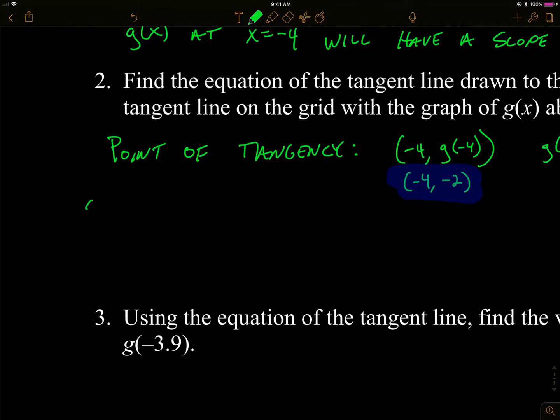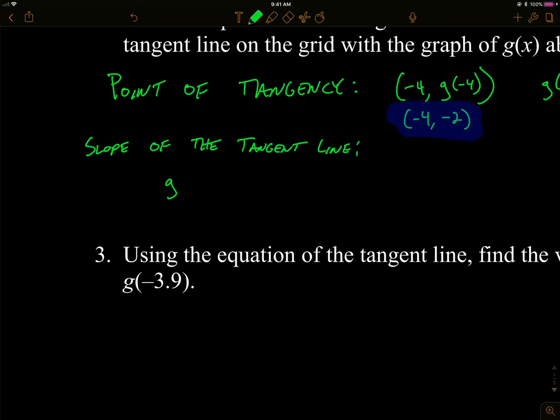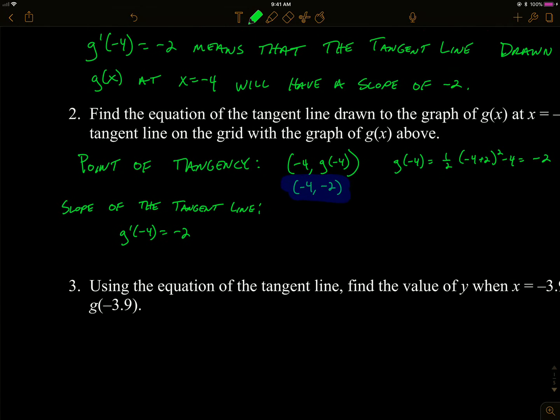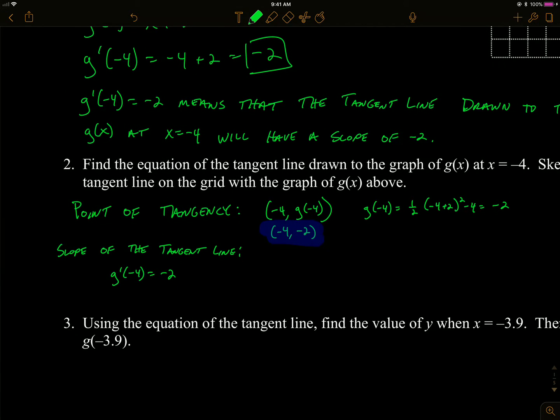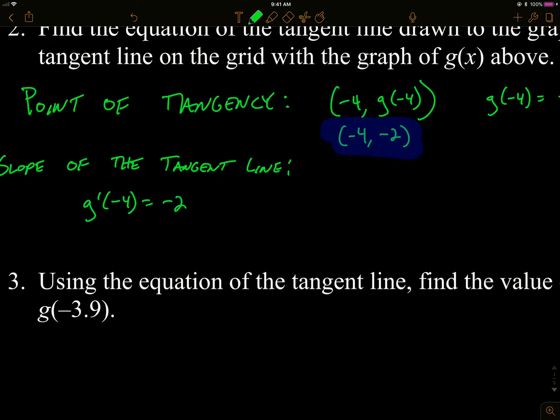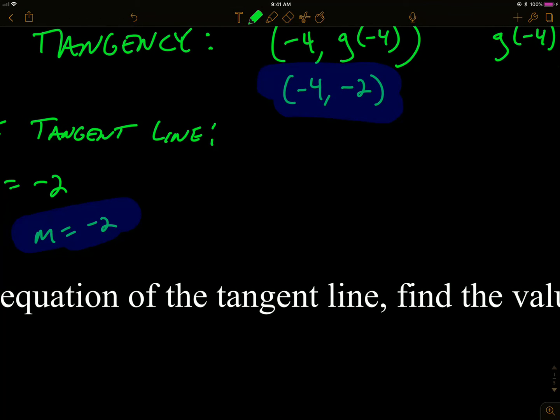Now we need the slope of the tangent line. We found that before. We found out that g prime of -4 is -2, so we knew that. So that means the slope of our tangent line is -2. We need those two highlighted pieces of information to write the equation of the tangent line.